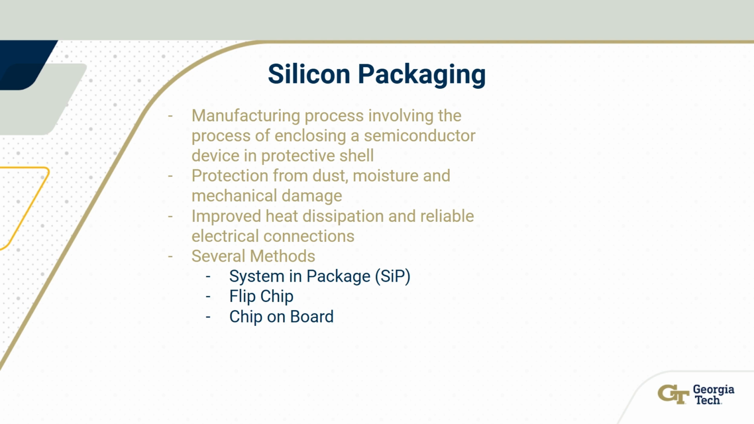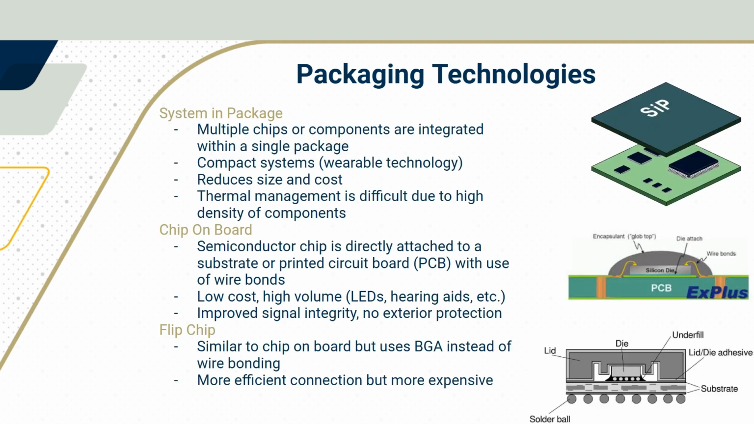There are several methods to silicon packaging. There's system in package, flip chip, and chip on board, all with their own specific advantages and disadvantages. As a quick overview of all three, system in package has multiple chips or components integrated within a single package. This really helps for compact systems when you're trying to reduce the size and the cost. The great thing about this is that you can put this in wearable technology or anything that needs to be extremely small, because now you have everything in one specific package. However, due to all these components being enclosed with one another in such a small area, thermal management is pretty difficult.